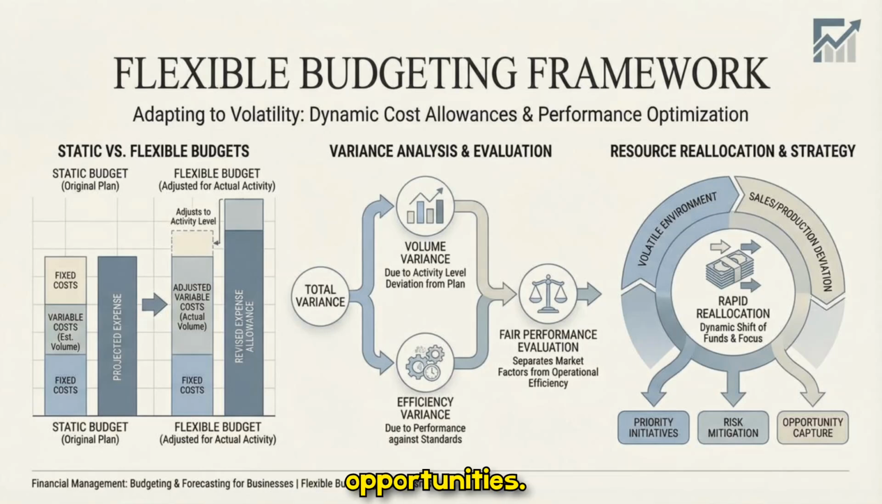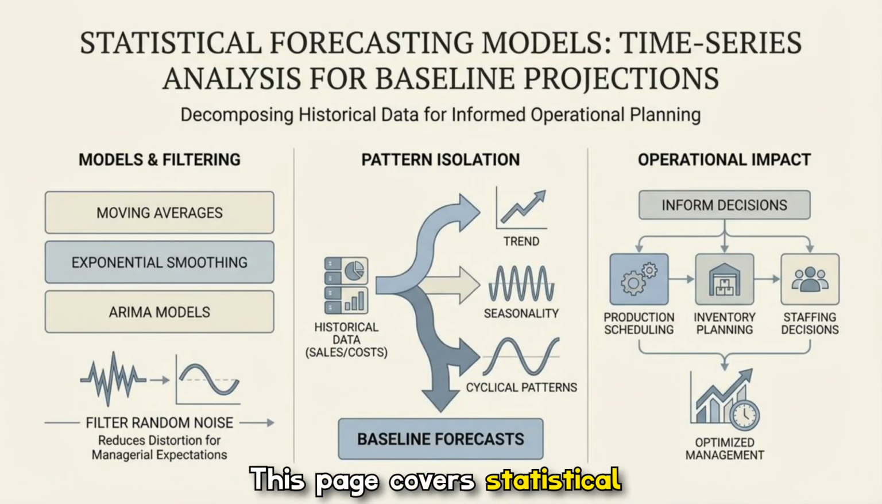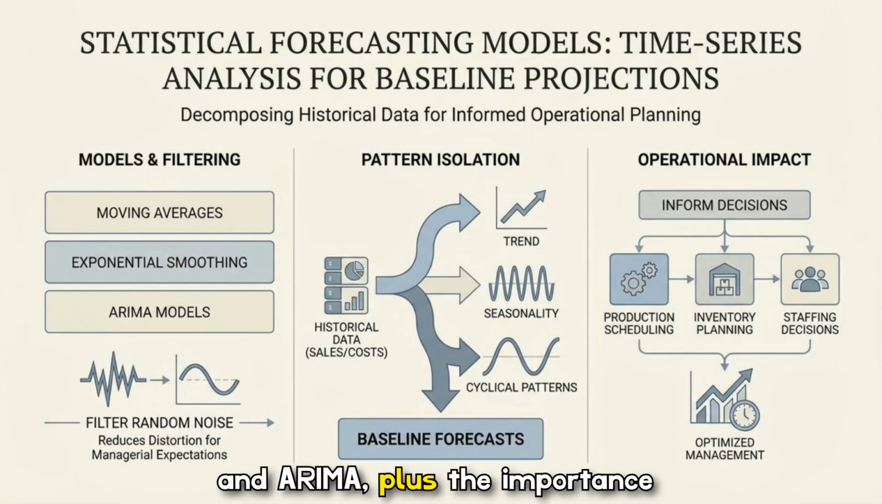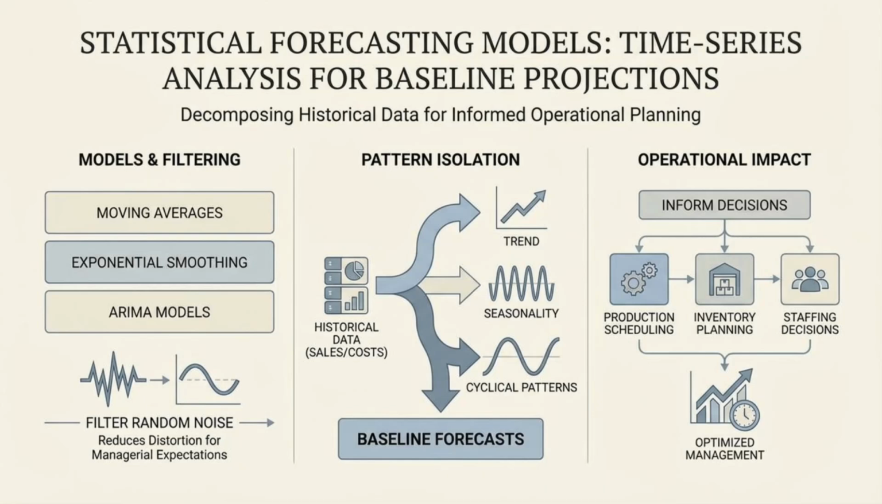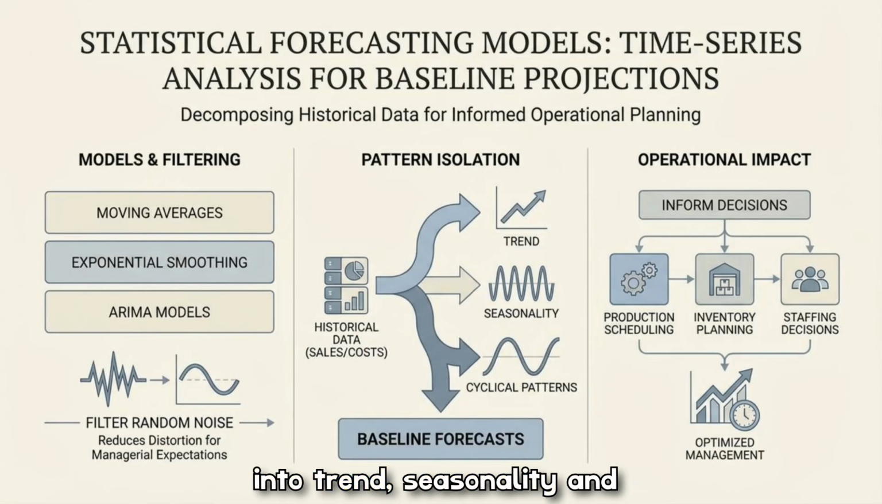emerging opportunities. This page covers statistical time series models for baseline projections, including moving averages, exponential smoothing, and ARIMA, plus the importance of filtering random noise. The diagram illustrates decomposing historical sales and cost data into trend, seasonality, and cyclical patterns, which supports more informed production scheduling, inventory planning, and staffing decisions.